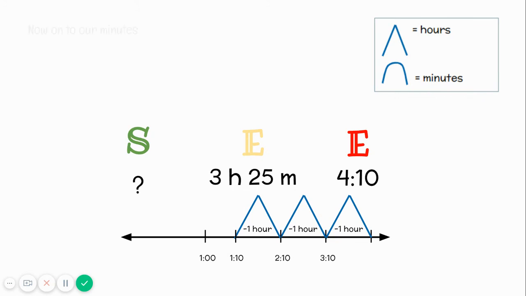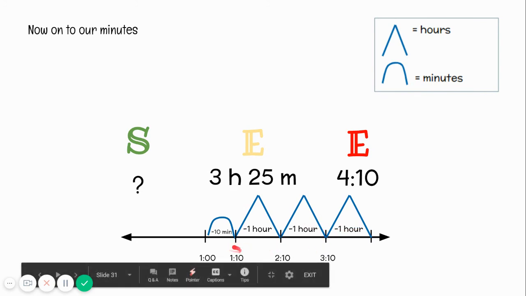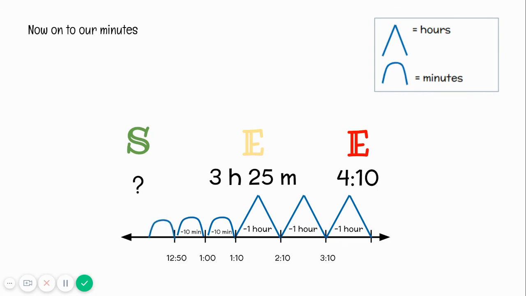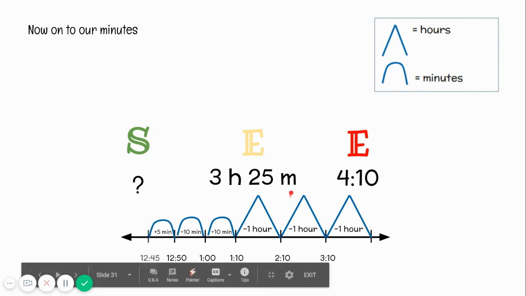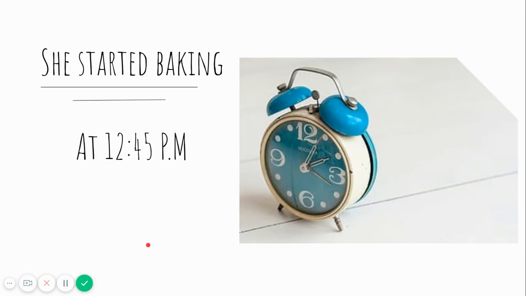Now I've taken away my hours, I can work on our minutes. I'm at 1:10. I want to get it to an easier number to work with, so I'm going to take away 10 minutes. If I take away 10 minutes, it'll put me at 1 o'clock. If I take away another 10 minutes, that'll put me at 12:50. And what I have left is 5 minutes because I had 25 minutes. So there's 10, 10, and 5. That will put me at 12:45. She started baking at 12:45.